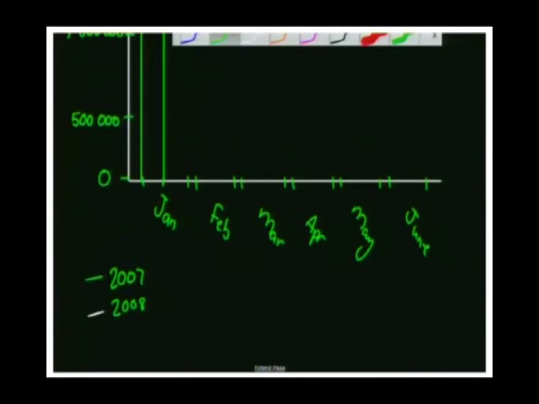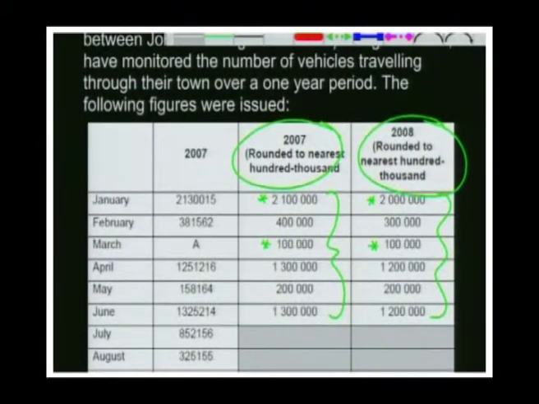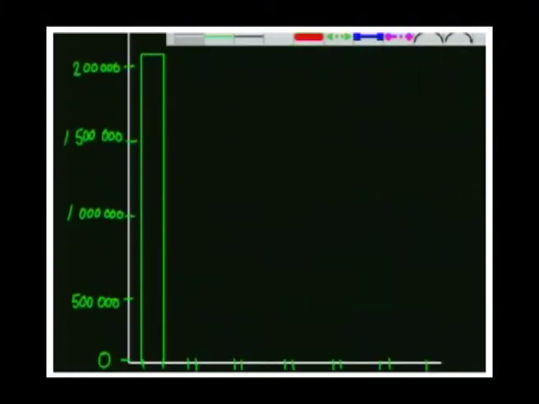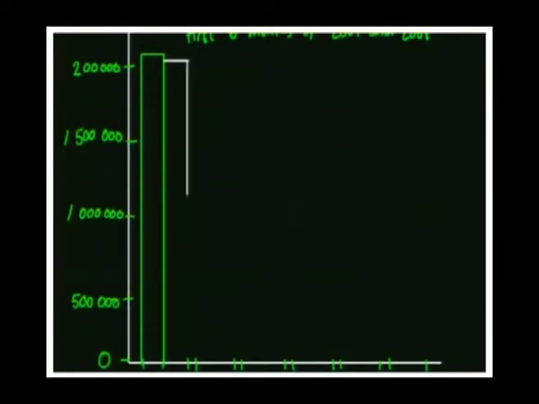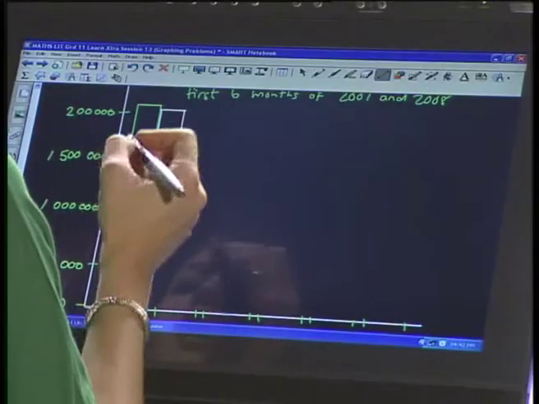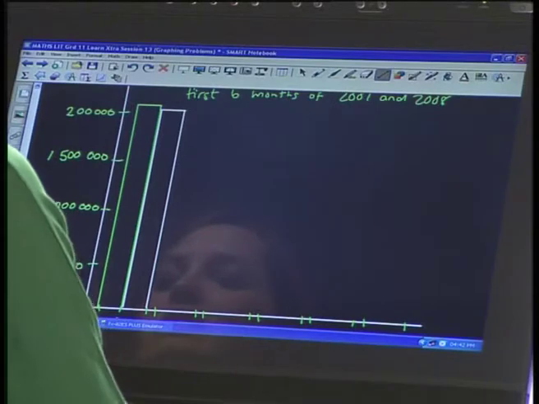Now let's fill in our value for 2008. And we're going to be in the white. Let's see what we've got. Our value for January in 2008 is exactly 2 million. So our bar is going to be right over there, 2 million. And let's complete it like that. How's that for January? We've got our two values, the green for 2007 and the white for 2008.